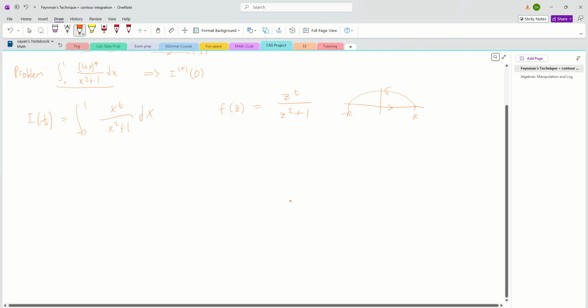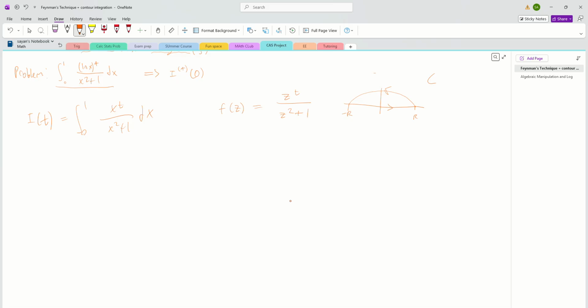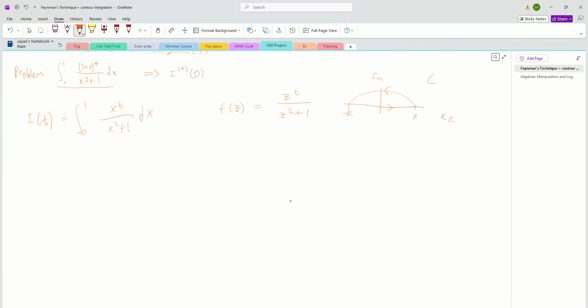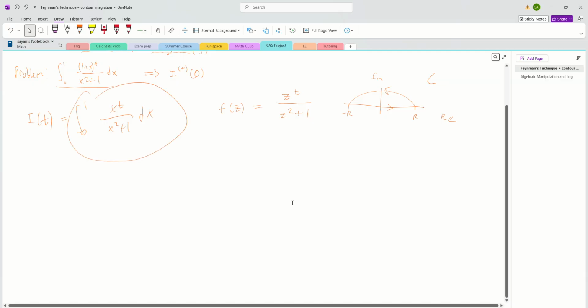So we're going to define our contour, let's call it C. This contour is split up into two parts, really. So this is our imaginary axis. This is our real axis. You kind of need to know complex numbers in order to understand this. But if you look at the complex plane, y-axis is imaginary, horizontal axis is the reals, and our integral is strictly the reals. It's strictly from 0 to 1.